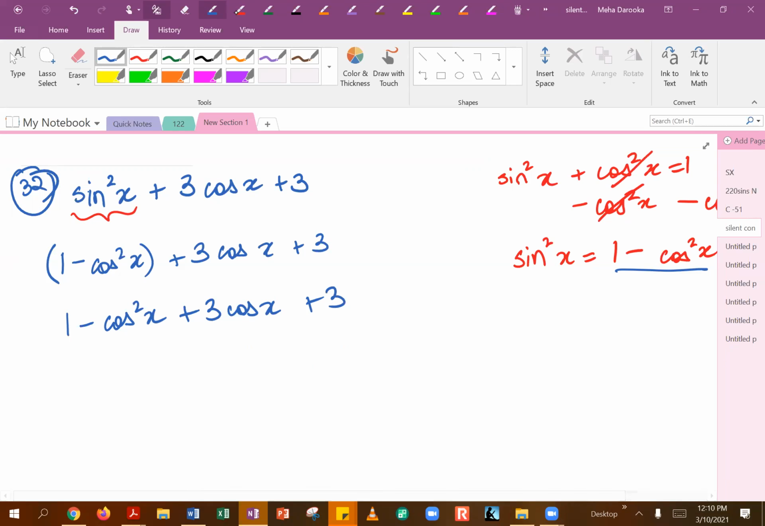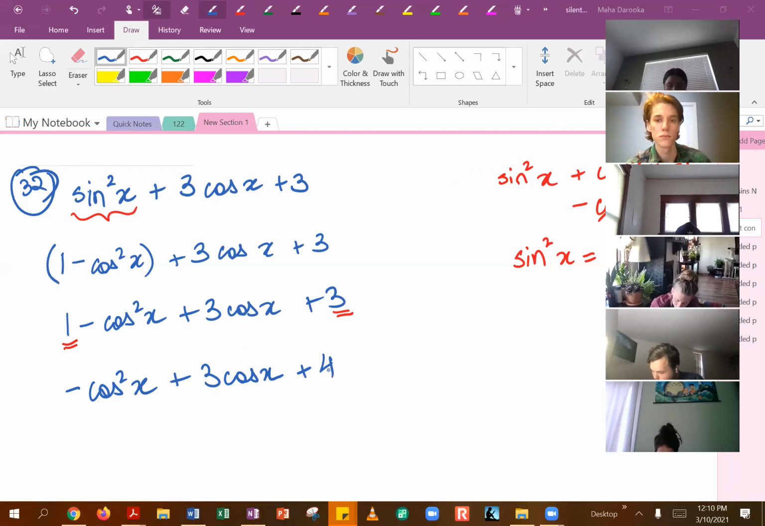Since you have positive 1 and positive 3, we can combine these together. That will leave us with negative cosine squared of x plus 3 times cosine of x, and 3 plus 1 will give us 4 over here. So now we have converted it so that we are able to take it a step further and factor it. That's the difference between number 30 and 32 that I was telling you about. When you have two different functions, you have to find a way, by using these identities, to rewrite the entire expression in just one function.